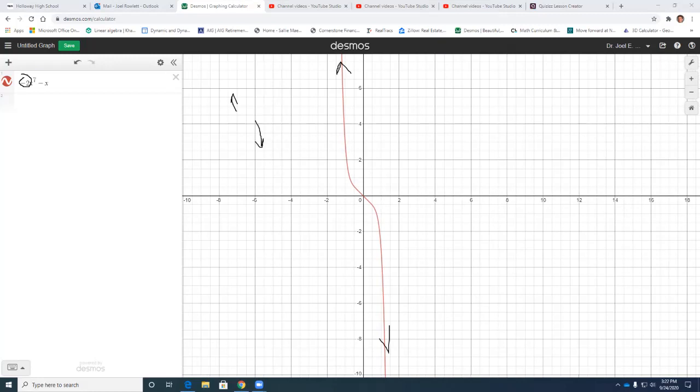Is it odd or is it even? Well, since the tails do go in opposite directions, this would be an odd function. So this is odd and negative.